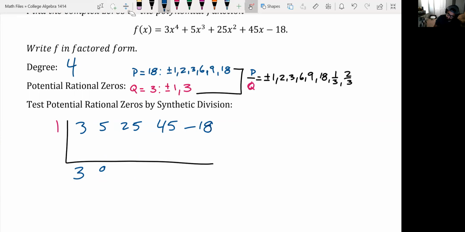-1, we could try. If we go -1, you'll get -3, 2, -2, 23, -23, and 45 minus 23 is what? 22. So that's not going to work out for us. So 1 and -1 are out.